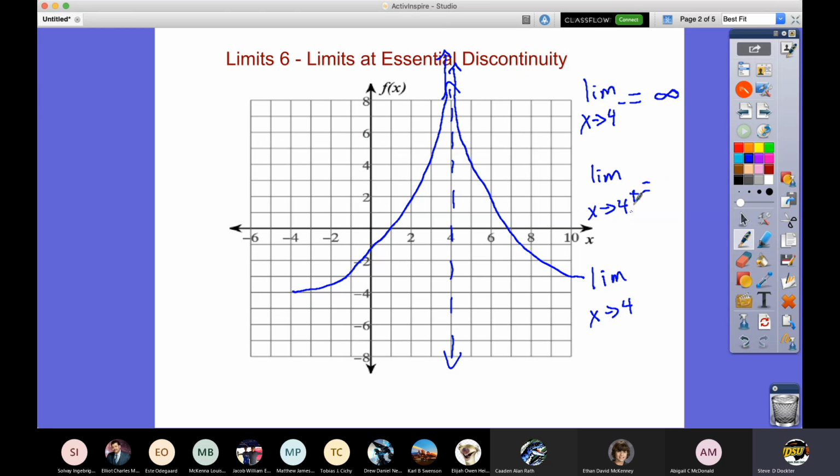All right, from the right side, it's kind of the same concept. It's getting closer and closer to that 4, but it keeps growing the closer we get to 4. So this is also going to be infinity. All right, and then our last one down here, if we do it from both sides, well, both sides are going to infinity. Both of these answers are infinity. Then our answer would be infinity there also.